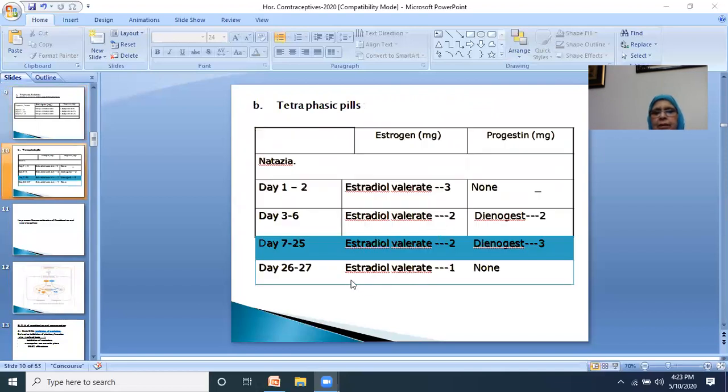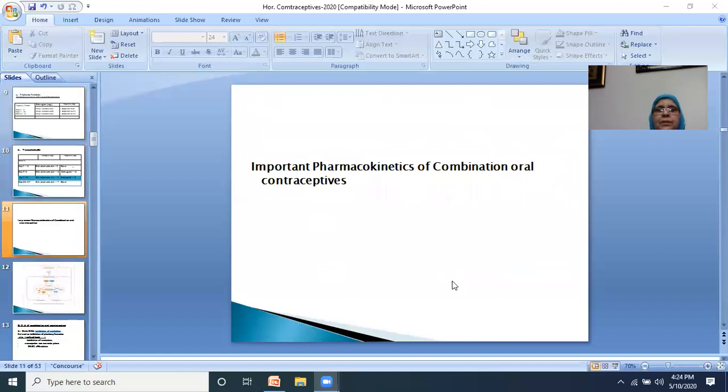Then tetraphasic pills, Natazia, in these 4 different combinations of the hormones: from day 1 to 2, estradiol valerate 3 milligram and no progestin; from day 2 to 6, estradiol 2 milligram and dienogest 2 milligram; then from 7 to 25 days, estrogen is 2 milligram and dienogest is 3 milligram. Day 26 and 27, estradiol valerate decreased to 1 milligram and there is no progestin. So we can have 4 types of these combination oral contraceptives.